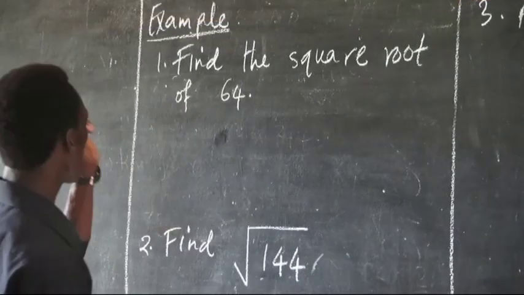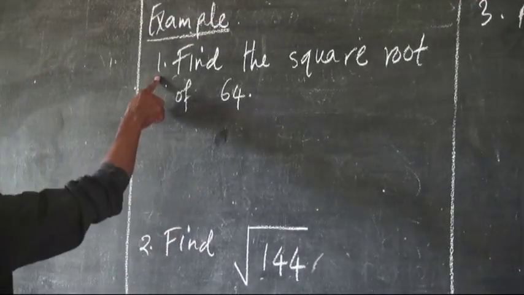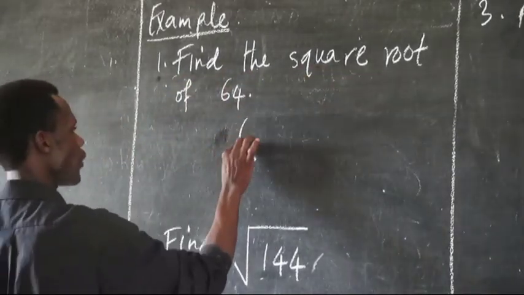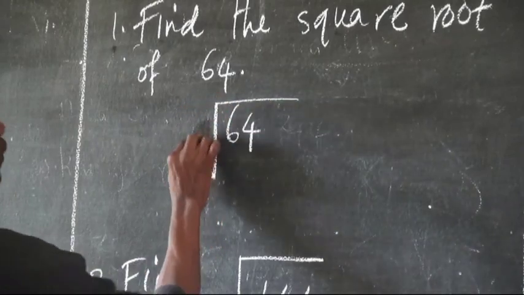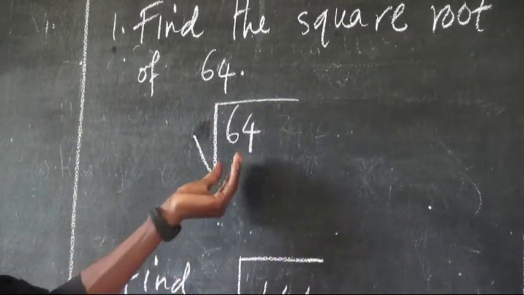Now let us see more examples about finding the square root. We just have the first one: find the square root of 64. That is to say, we have 64. Now the square root of 64, we think of the number that will multiply by the number itself so as we get 64.